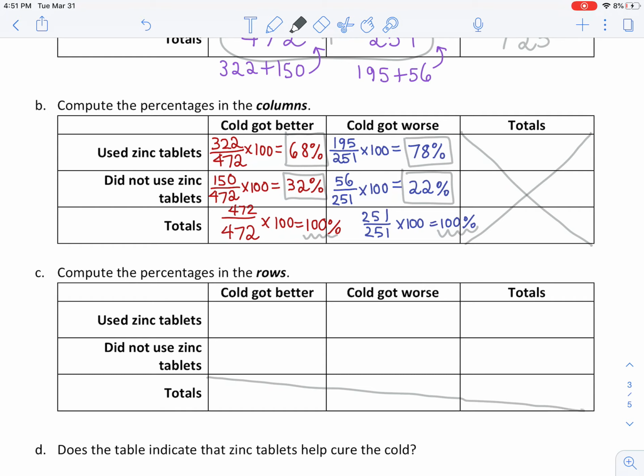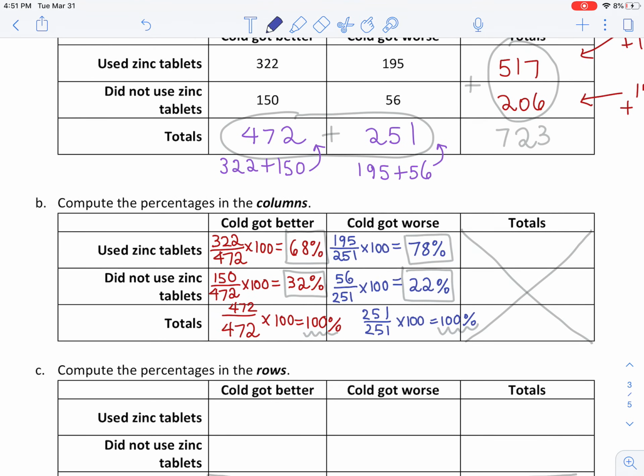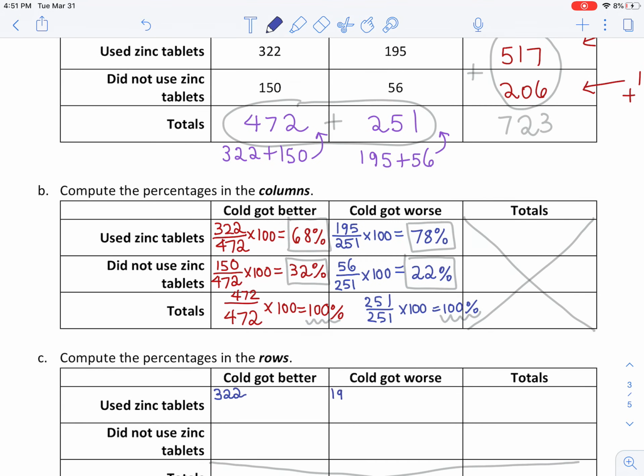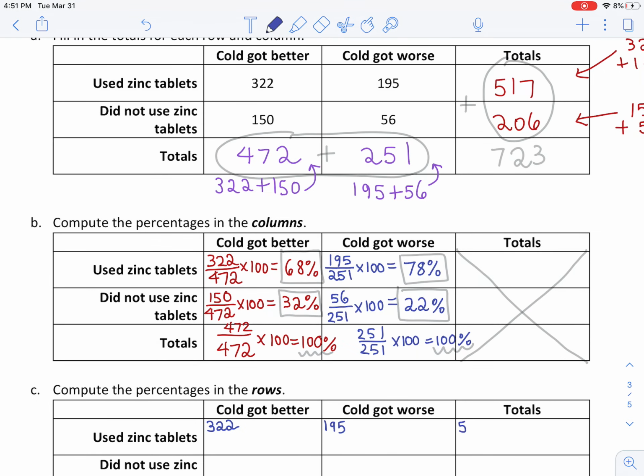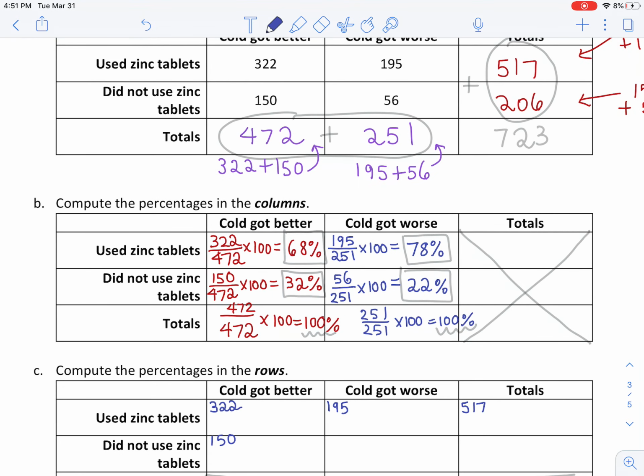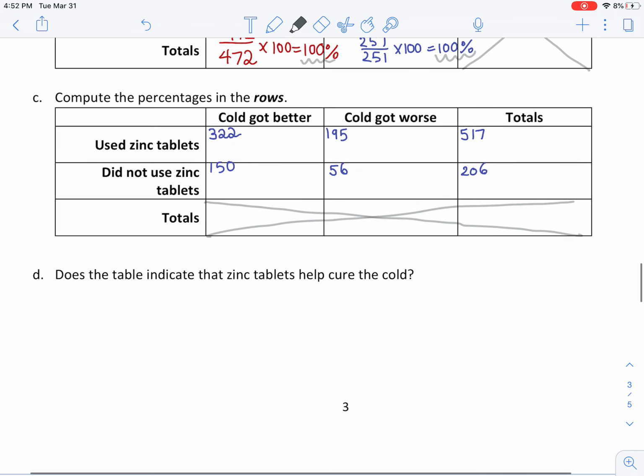So here, I'm going to ignore this one all the way in the bottom because we don't need to find those, but we need to use the total numbers. So let me go ahead and write the numbers here. Let me just copy these down from the line above. So 322 for this, 195 for the cold got worse, 517 was the total number of people who used zinc tablets, 150 here, 56 here, and then 206 was the total number of people who did not use the zinc tablet. So where did I get these numbers from? I just copied them from the first table that we filled out all together.